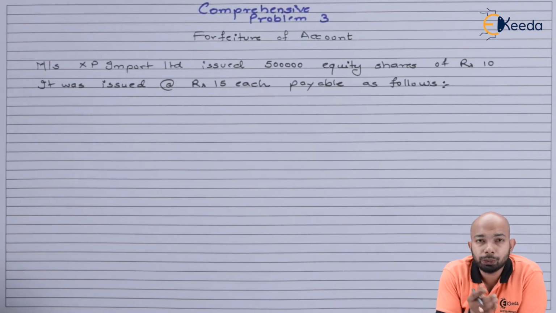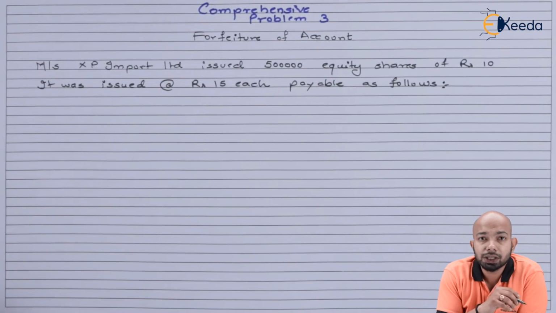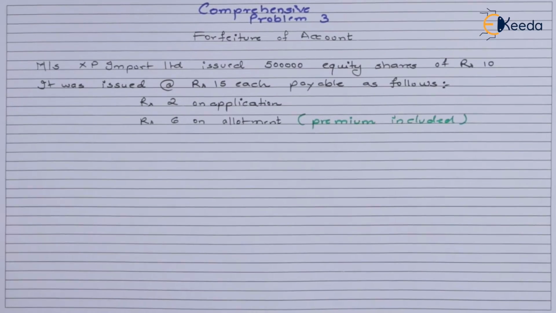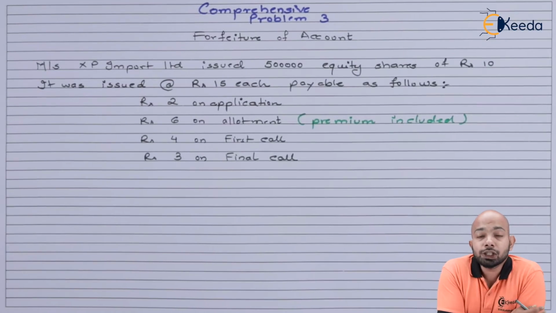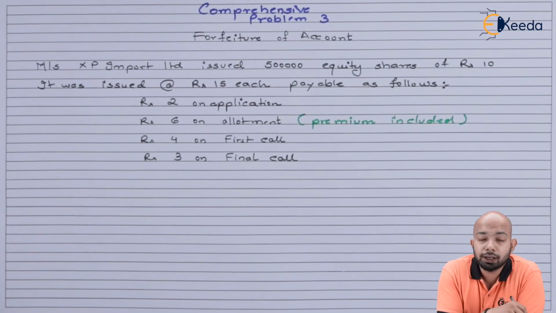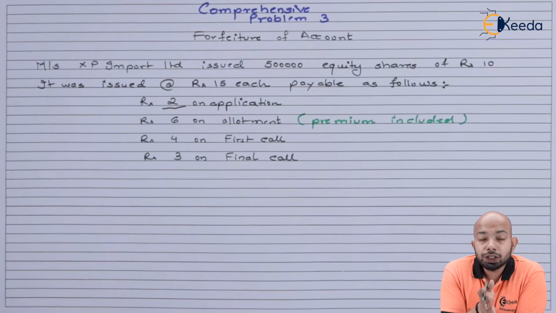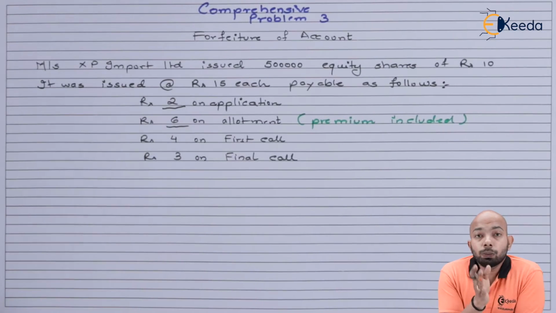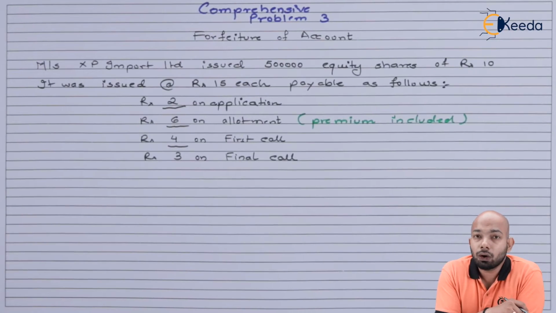That means the bifurcation between application, allotment, first and final call, whatever it is, will be mentioned in the question. Now, the bifurcation of rupees 15 has been mentioned here. They have been taking rupees 2 on application, rupees 6 on allotment, which includes securities premium of rupees 5 as well, rupees 4 on first call, and rupees 3 on final call here.